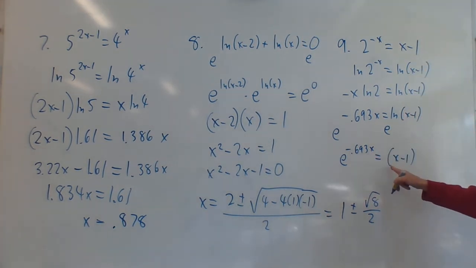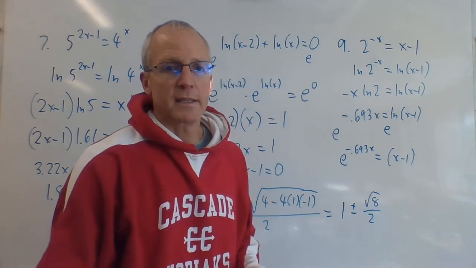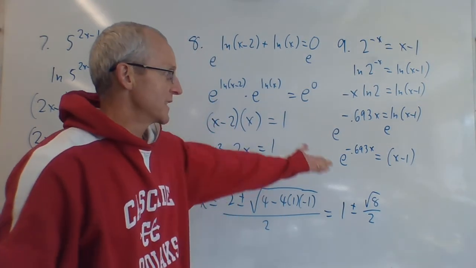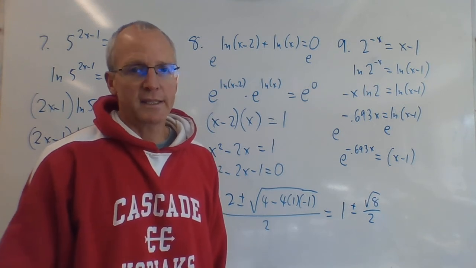But we still have an x up here. How do we get rid of that? We take the natural log of both sides, and we can go on forever. You can't solve this. Now, we could guess and check or something, but you can't solve for x in this case. That's why I say use Desmos.